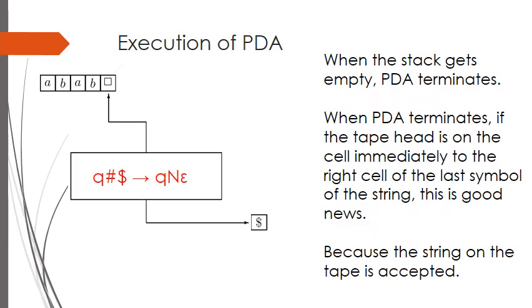When the stack gets empty, the push-down automaton terminates. When it terminates, if the tape head is on the cell immediately to the right of the last symbol of the string, this is good news, because the string on the tape is accepted.